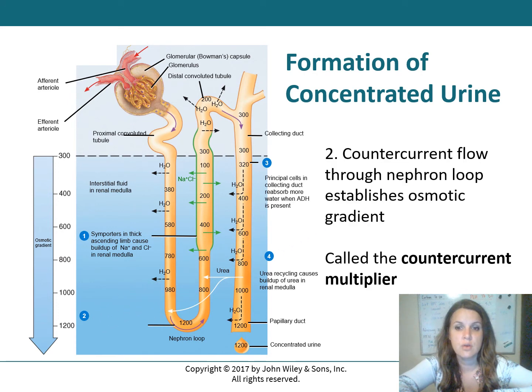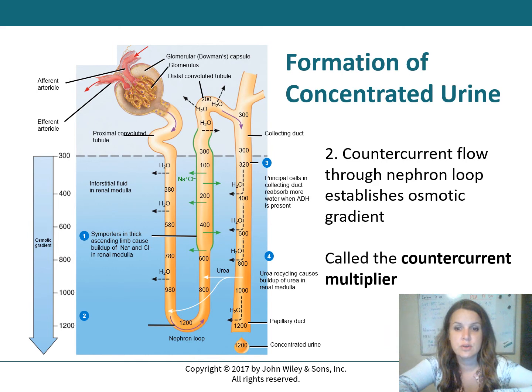The countercurrent flow mechanism through the descending and ascending loop of Henle is what's going to establish an osmotic gradient. Basically, this is called the countercurrent multiplier. The way this works is that the sodium and chloride that we looked at earlier is concentrated in the interstitial fluid. And then in the descending loop of Henle, water is highly reabsorbed in order to dilute that sodium and chloride. And that makes the concentration in the loop as it drops down increase.